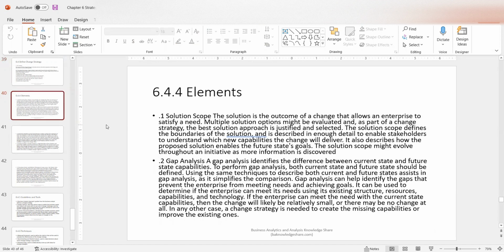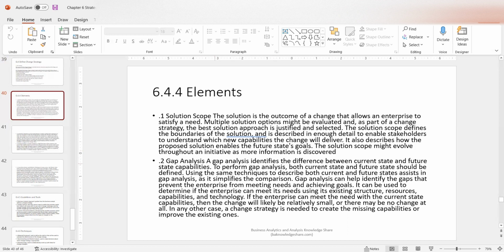Some of the elements are solution scope. The solution is the outcome of a change that allows an enterprise to satisfy a need. Multiple solution options might be evaluated, and as part of a change strategy, the best solution approach is justified and selected. The solution scope defines the boundaries of the solution and is described in enough detail to enable stakeholders to understand which new capabilities change will deliver.